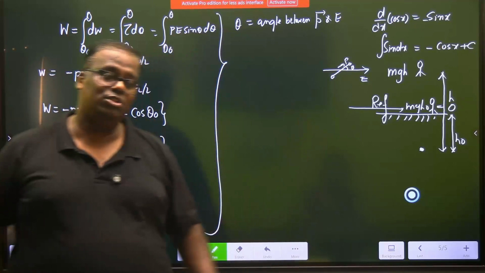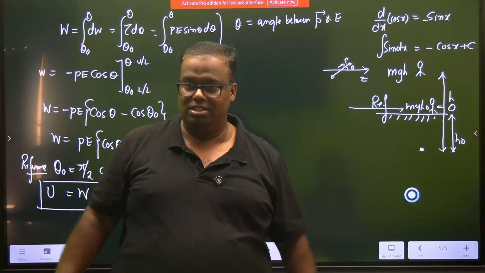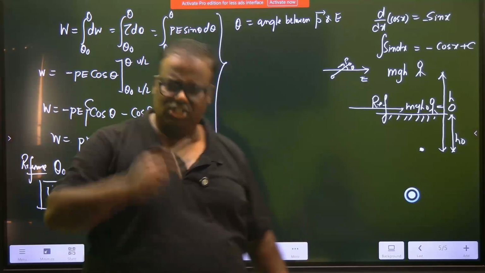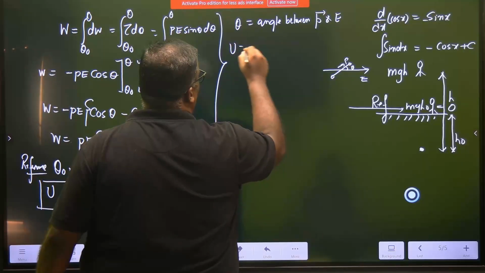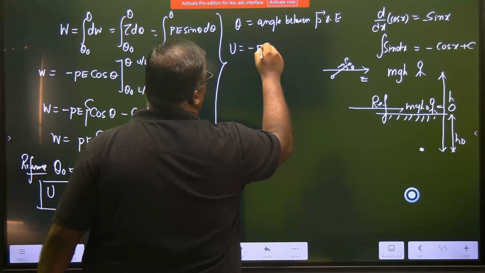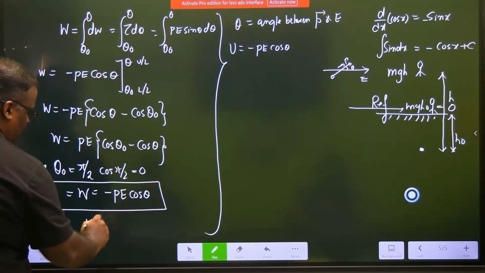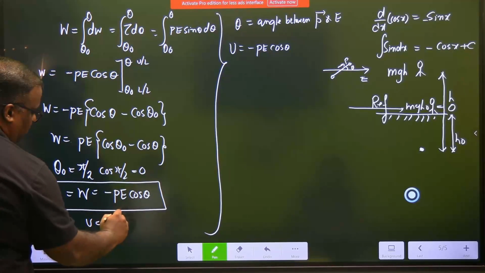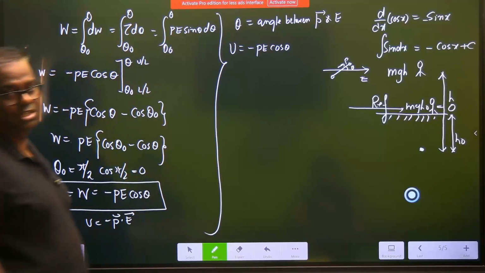Our dipole was more stable when it had a 0-degree angle. The system's energy was the lowest. Let us check now. So what is the energy of a dipole? The energy of a dipole is minus PE cos theta. You can also say the energy of a dipole is minus P vector dot E vector. The dot product is always PE cos theta, right?